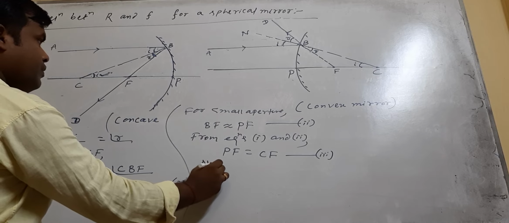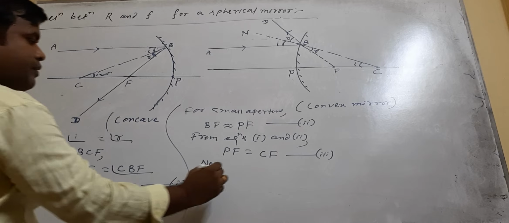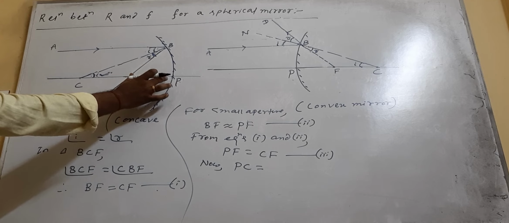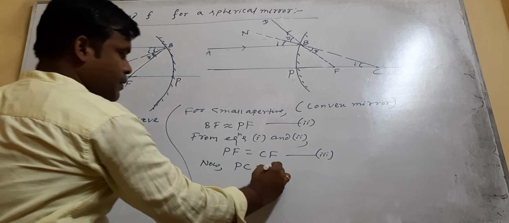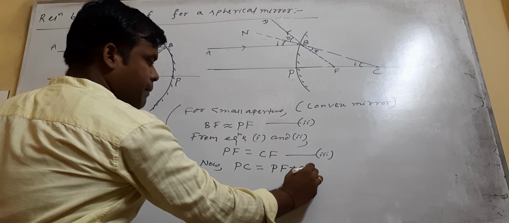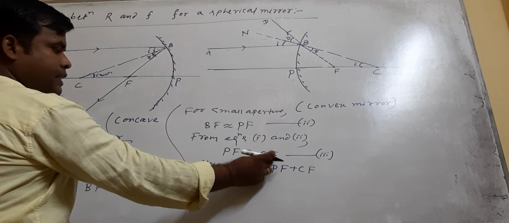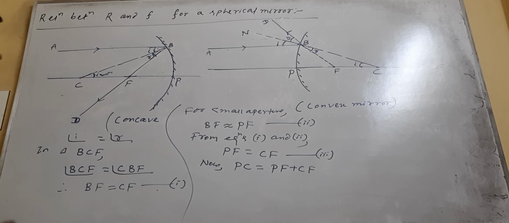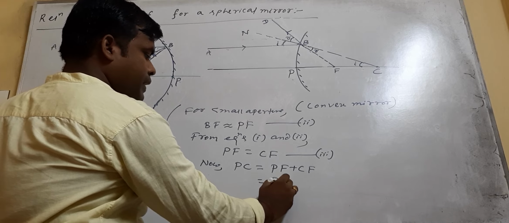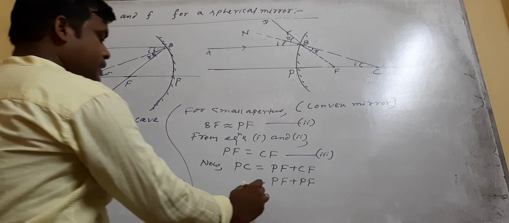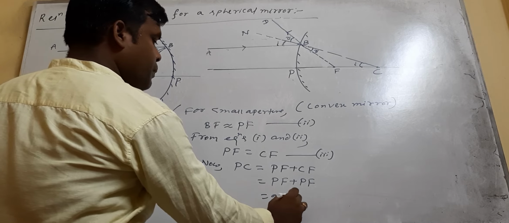Now PC, you can write PC as PF plus CF. But here we find CF is equal to PF. So in place of CF, you can write PF. That is 2PF.